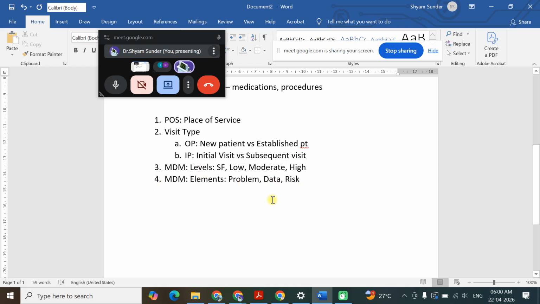What do you mean by that? As a coder, you should understand what is the problem, what is the data. Problem means the disease, data means what is the workup. Workup means investigations, how much patient's data is available to review. Then risk, what is the risk of the treatment, disease to the patient. As a coder, you have to understand these 3 elements, and you should be able to assign the level.